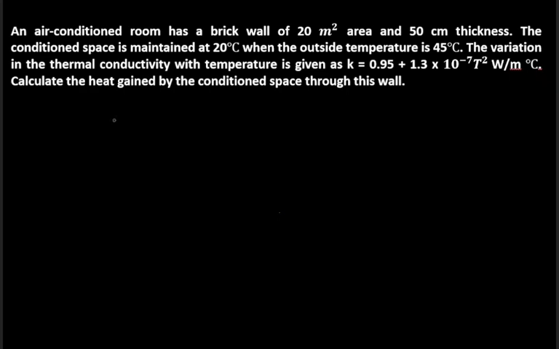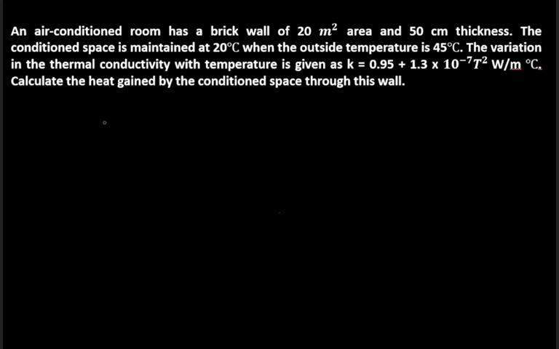This question reads: an air-conditioned room has a brick wall of 20 meters squared area and 50 cm thickness. The conditioned space is maintained at 20 degrees Celsius when the outside temperature is 45 degrees Celsius. The variation in the thermal conductivity with temperature is given as K equals 0.95 plus 1.3 times 10 to the power minus 7 T squared. Calculate the heat gain by the conditioned space through this wall.